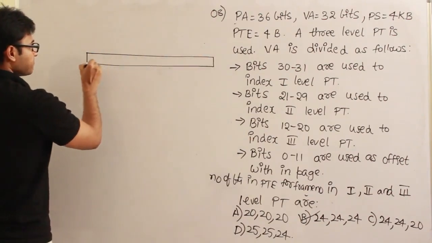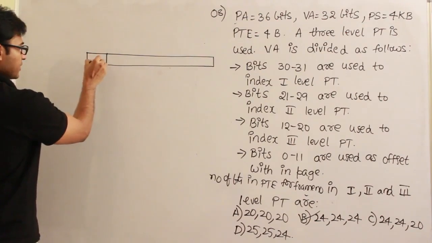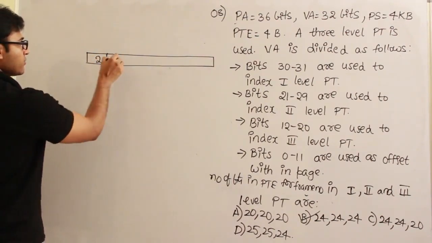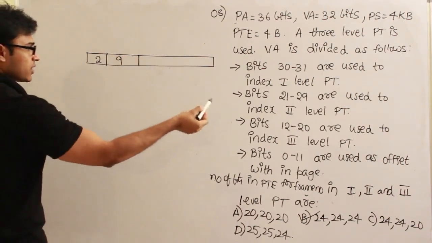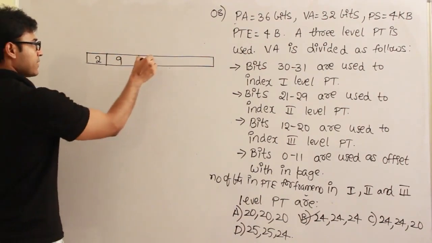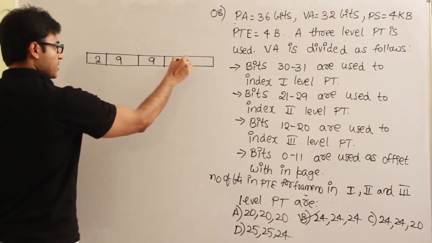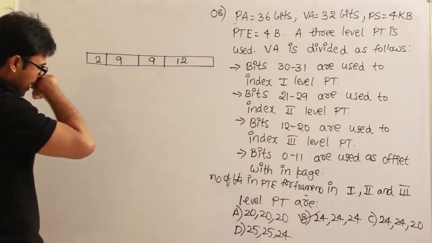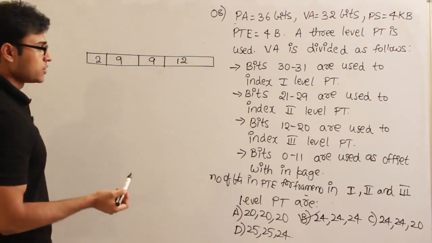They are saying that bits 30 to 31, which is 2 bits, are used as the index into the first level page table, and then bits 21 to 29, which means 9 bits, are used as the index into the next level page table, and then bits 12 to 20, which means again 9 bits, are used as the index into the third level page table, and then finally bits 0 to 11, 12 bits, are used to access the actual page offset.